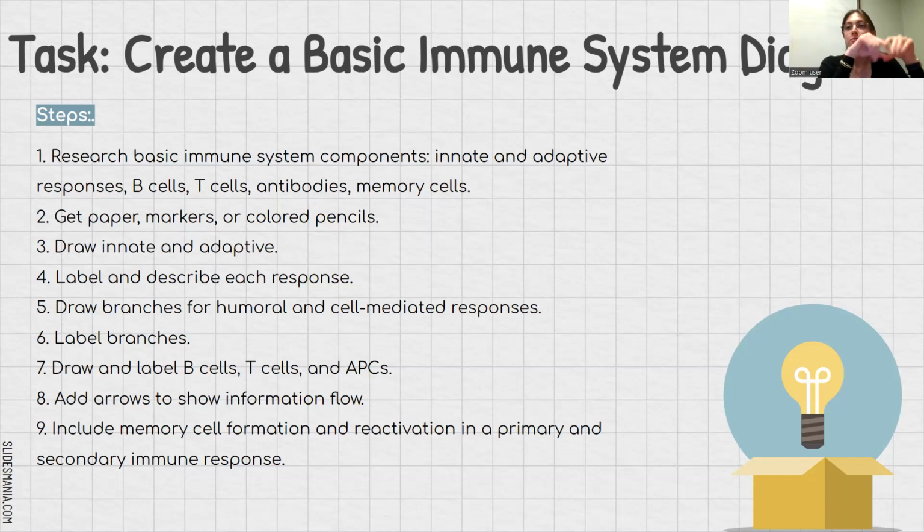But then for adaptive, you could say there's humoral and cell mediated, and humoral is B cells and plasma cells and antibodies and stuff. And then T cells, you could say, kills virally infected cells, or cell mediated. I just thought maybe making a diagram would be a good way to better understand it in an easy way, using stuff we have at school.